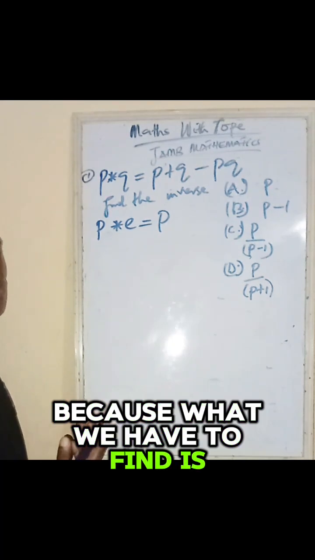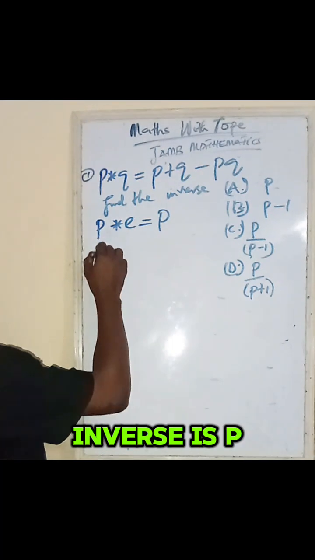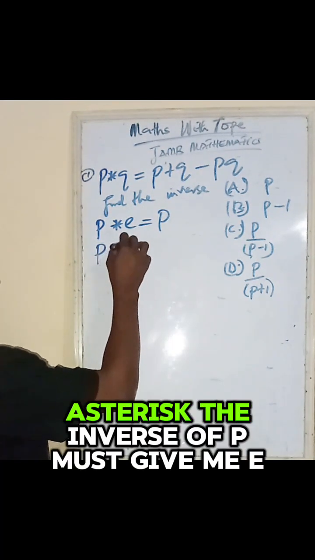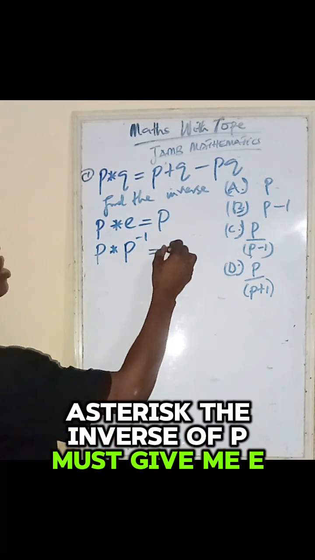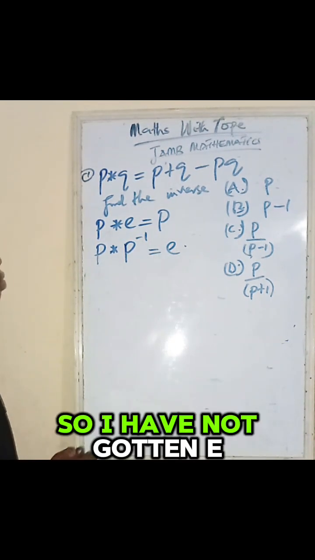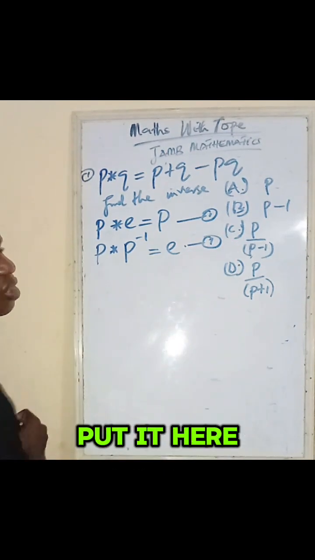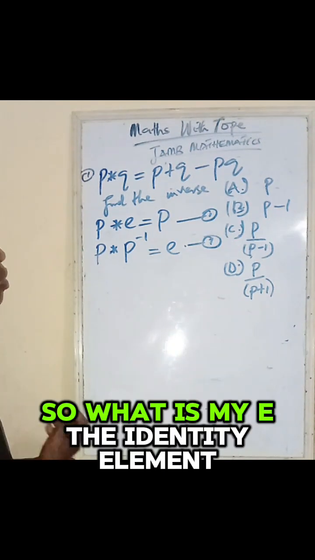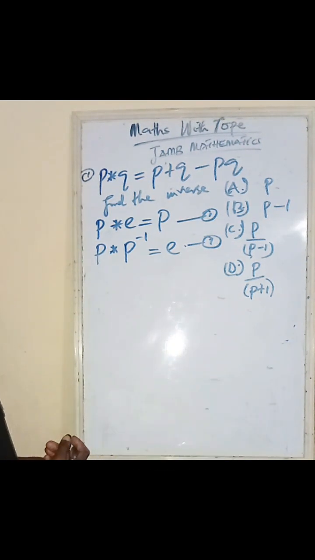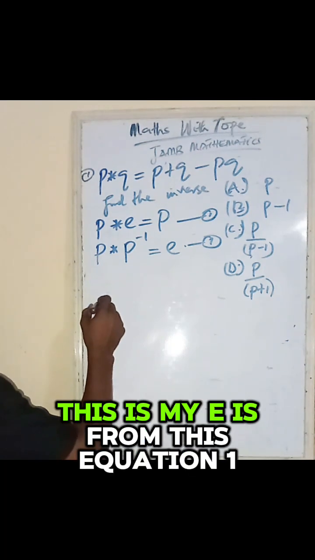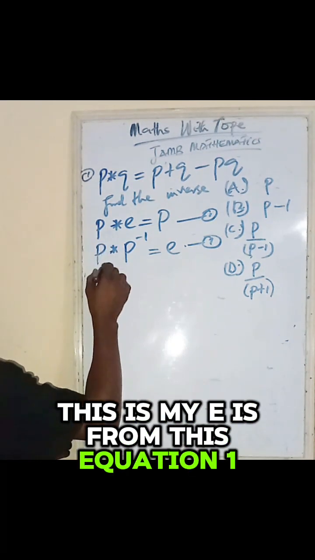Because what we have to find is the inverse. The inverse of P must give me E. So I have not gotten E, so I have to get E first before I can put it here. So what is my E? The identity element. So this is my E. E is from this equation 1.